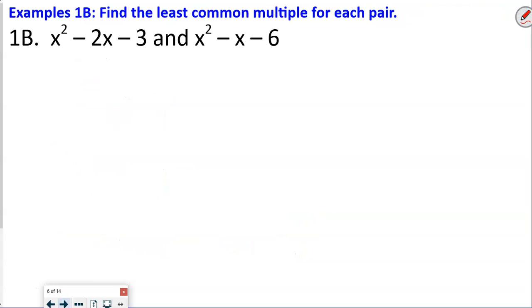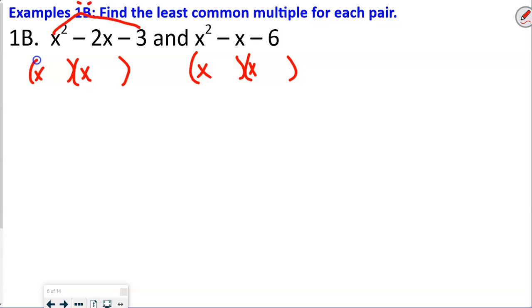Now this next one, to find the least common multiple, we're going to have to factor each of these, okay? So when we factor our x, we got x here, right? And we'll have the same thing over here because we have an x squared. So now we're asking ourselves, what are the two factors of negative 3x squared? So what are the two factors of negative 3 that when added together give you a negative 2? So that would be minus 3 and plus 1, right?